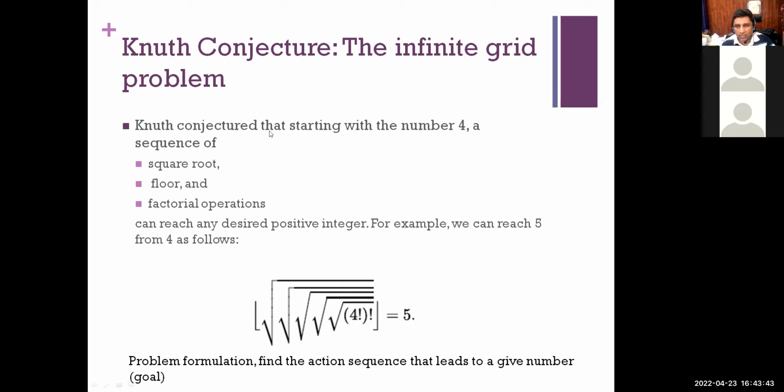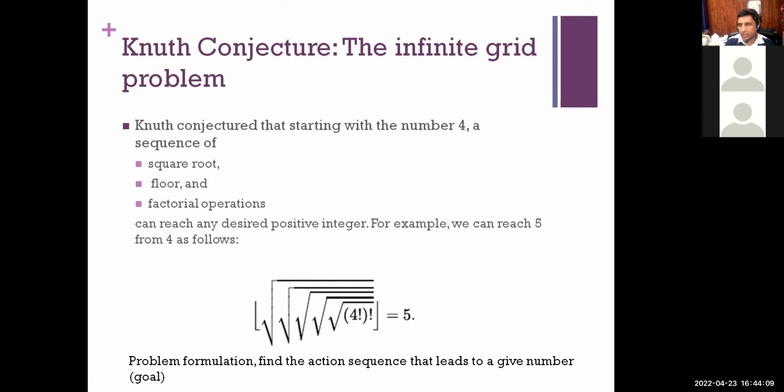So the Knuth conjecture says that starting from the number 4, a sequence of these 3 operations, which are square root, floor, and factorial, a combination of these 3 operations can reach any desired number. I want number 10 from this, and this number 10 can be reached. Now, this is a hypothesis. This is the kind of assumption that a solution exists.